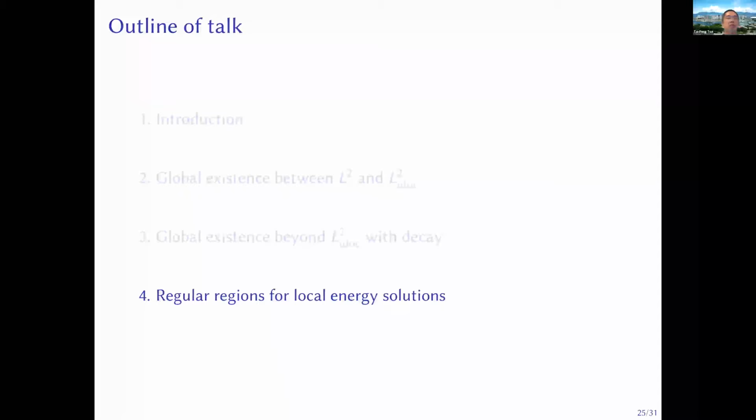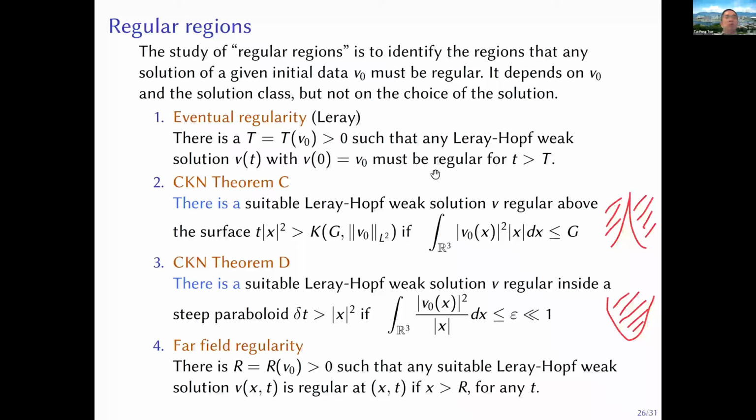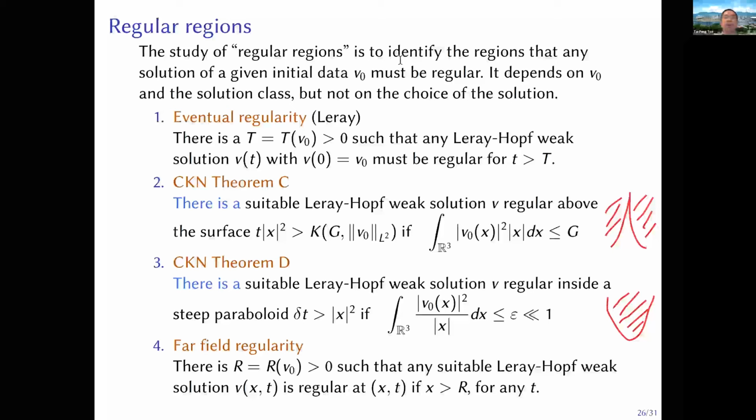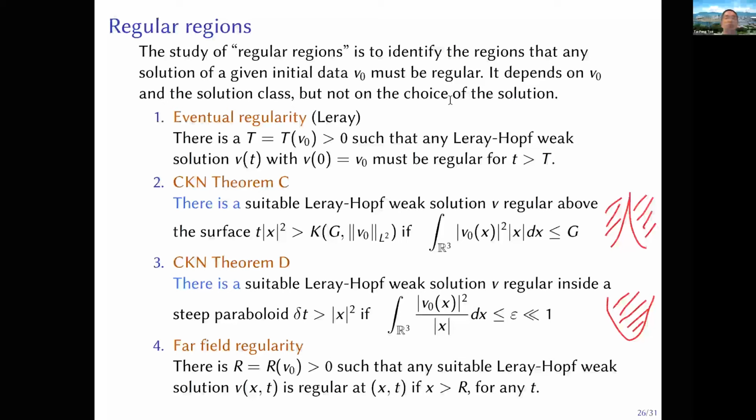And the final part is regular regions. So we're also doing this for the local energy solutions. So first, what is that? The study of regular regions is to identify the regions that any solution of a given initial data must be regular. So this regular region depends on initial data and the solution class, but does not depend on the choice of solution. So in principle, the solutions may not be unique. So we're saying that all solutions for the same data should be regular in these regions.